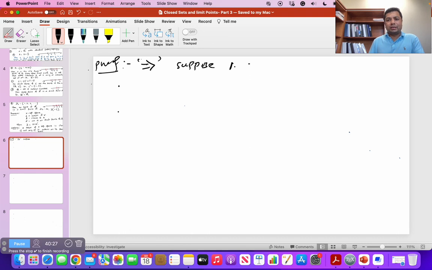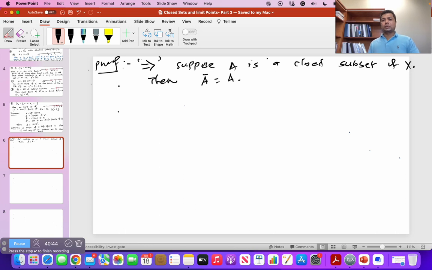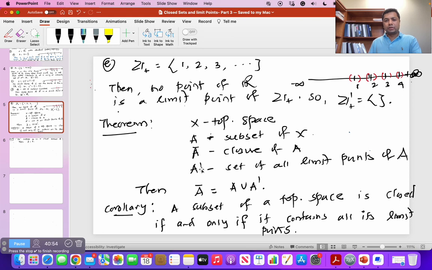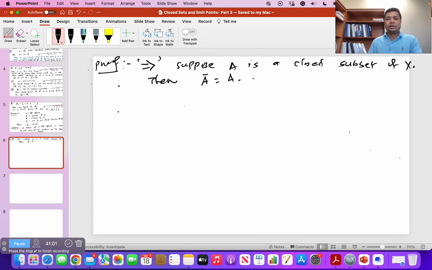Suppose A is a closed subset of X, then by definition of closed set we can say that A closure is A, and here we want to show that A contains all its limit points. That means we want to show that A prime is a subset of A. Now we're going to use this theorem. It tells us A closure is the same as A union A prime.